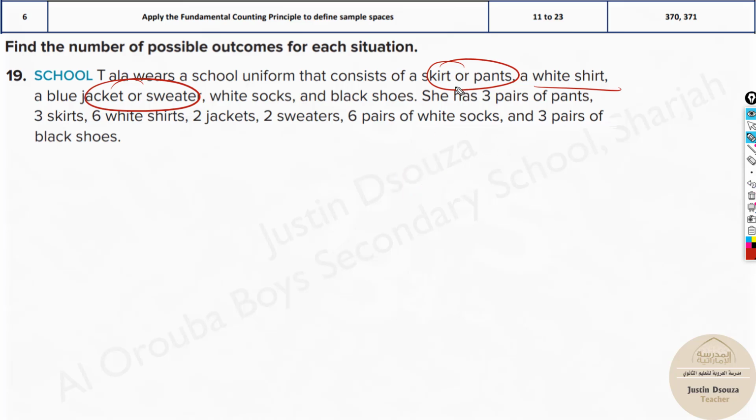So what you can do over here is take skirts or pants as one category. Pants is 3, skirts is also 3. Multiply it with the number of shirts. Then multiply it with jackets or sweaters, so it is 2 plus 2. Then multiply it with white socks and black socks, they have told. So multiply it with 3. So these are all the possibilities.